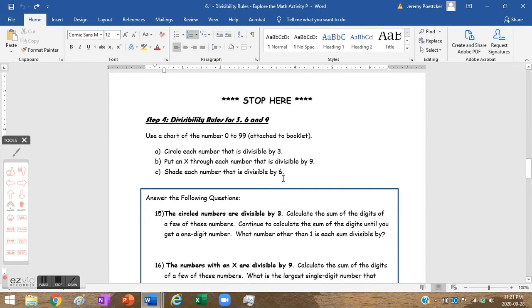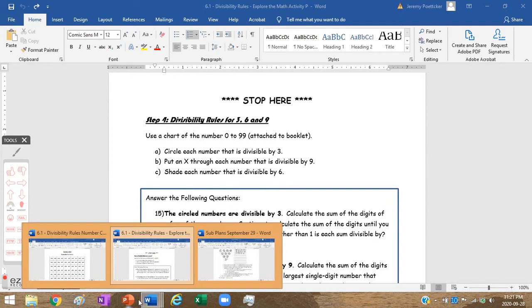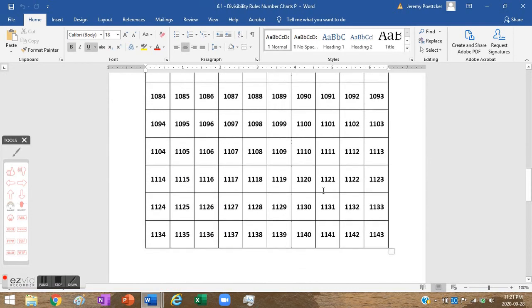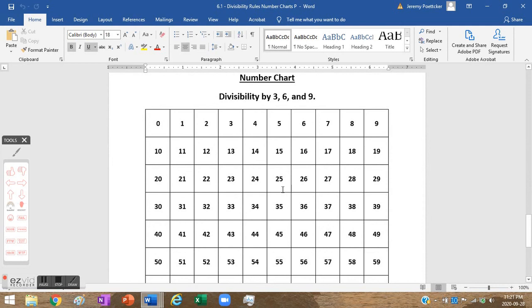All right. Let's move on to the 3s, 6s, and 9s. Alright, so we've got the 0 to 99. Circle each number that's divisible by 3, X if they're divisible by 9, shade if they're divisible by 6. Again, that's going to be on this one here. We're going to circle if they're divisible by 3. I'm not doing all of them.